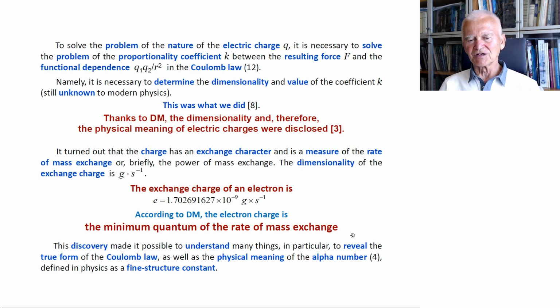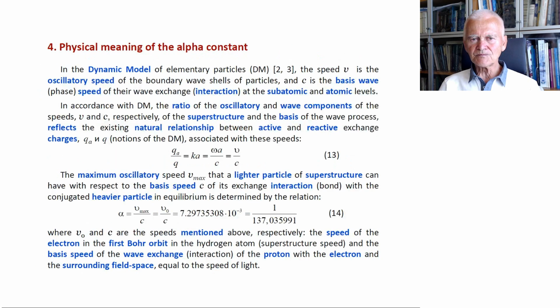This discovery made it possible to understand many things, in particular to reveal the true form of Coulomb's law, as well as the physical meaning of the alpha number, defined in physics as the fine structure constant. Physical meaning of the alpha constant.